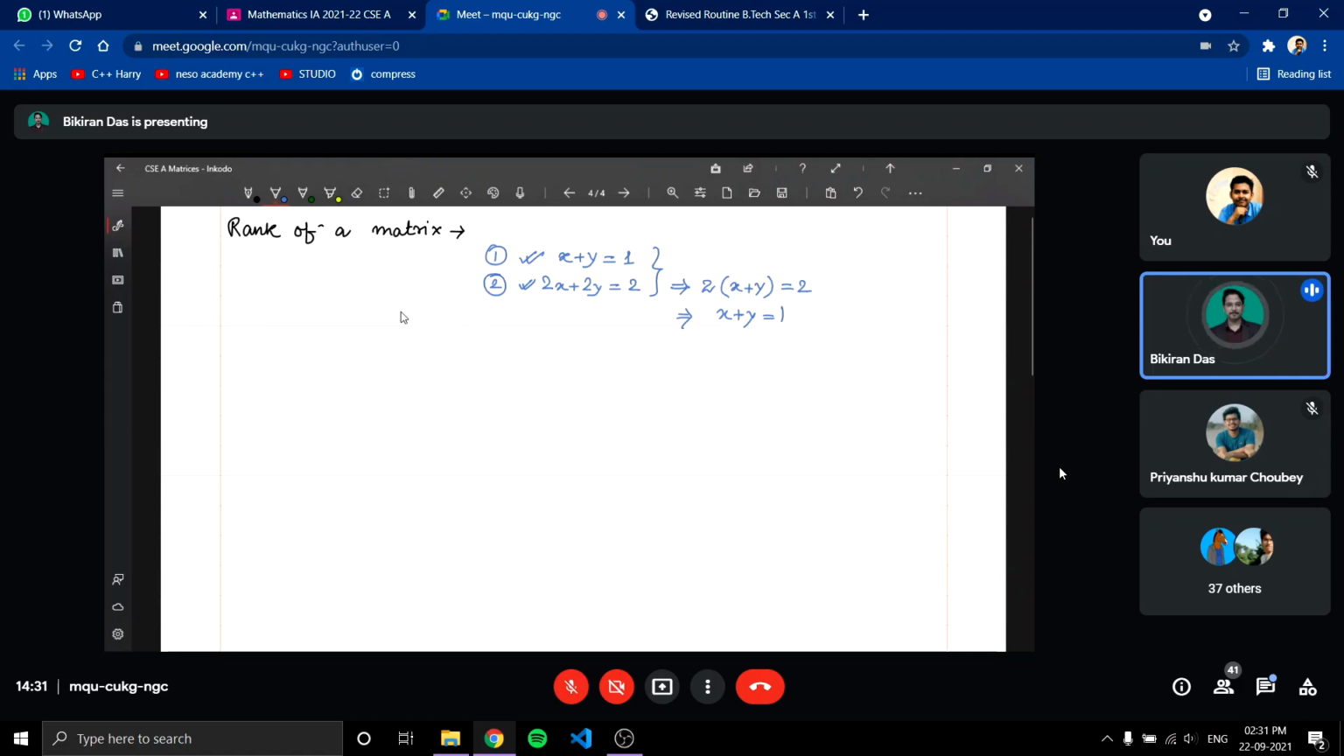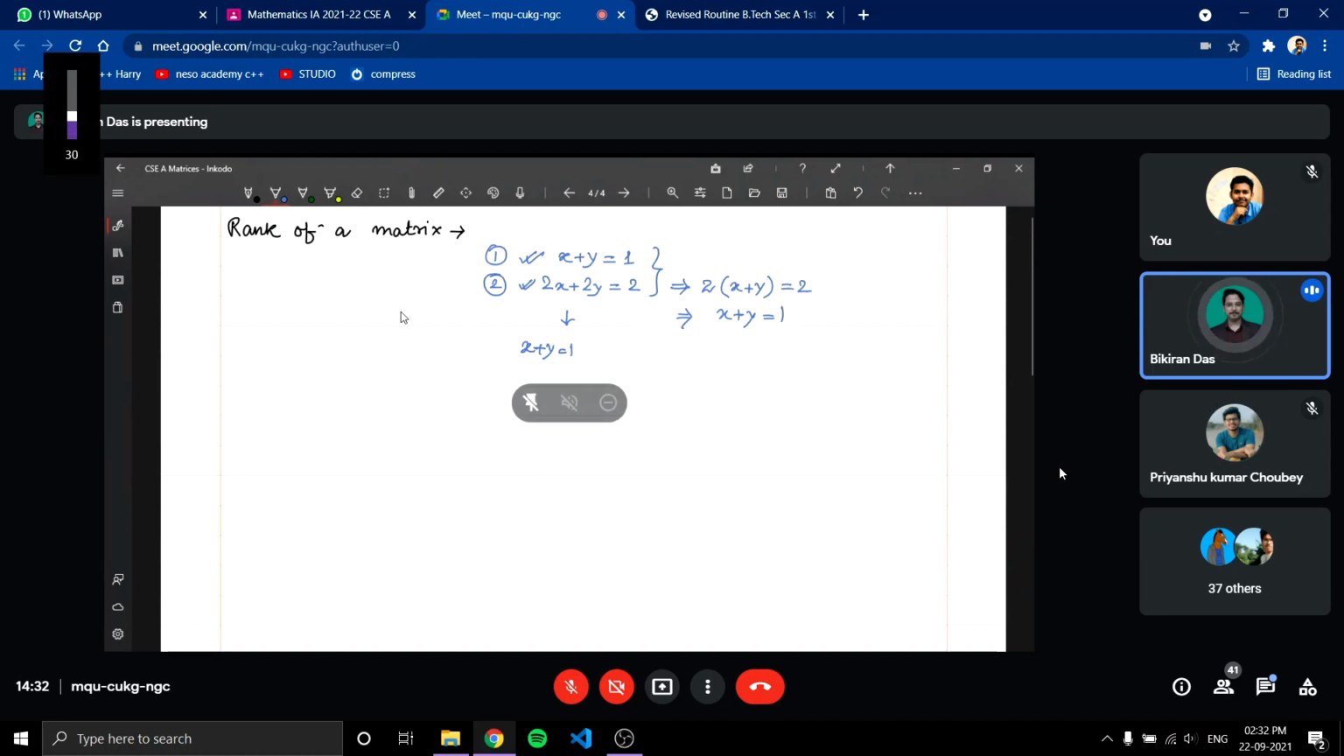So it means though we have two equations, one of them is deducible from the other, and so we will say that actually we have only one equation. The second one will not contribute anything to the solution, because the second one and the first one are basically the same thing with a multiple of it.